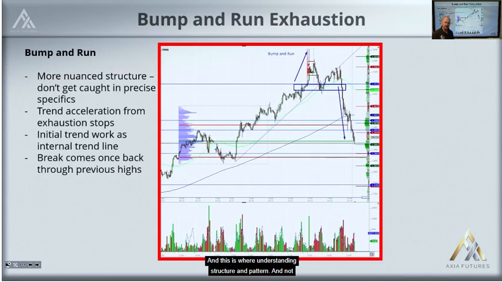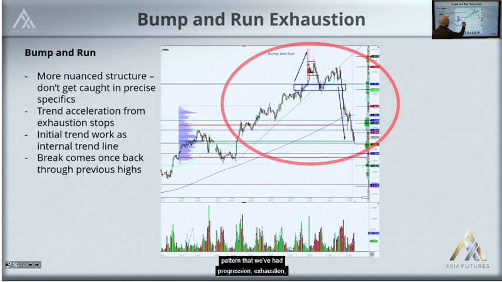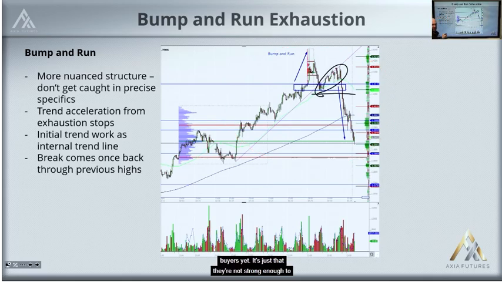And this is where understanding structure and pattern, and not just simply seeing things from the black and white of it needs to do this, this, this, this, this, and this, and it will do this every time precisely. It's understanding the phases of a pattern. That we've had progression, exhaustion, pullback, inability to continue higher, run, acceleration at the point where you've run out of buyers. Now here, you've not run out of buyers yet. It's just that they're not strong enough to really keep this move going. They're not showing that old level of acceleration pace.